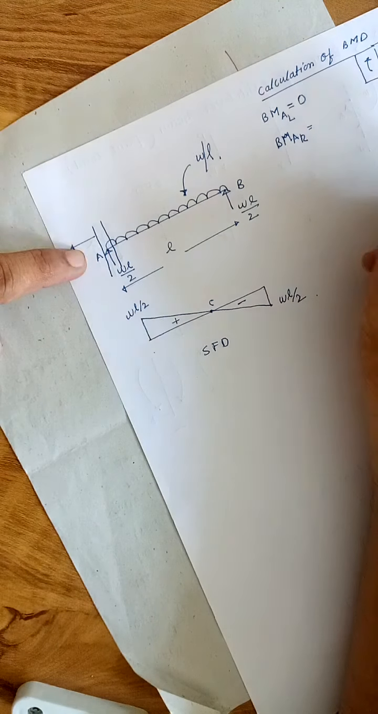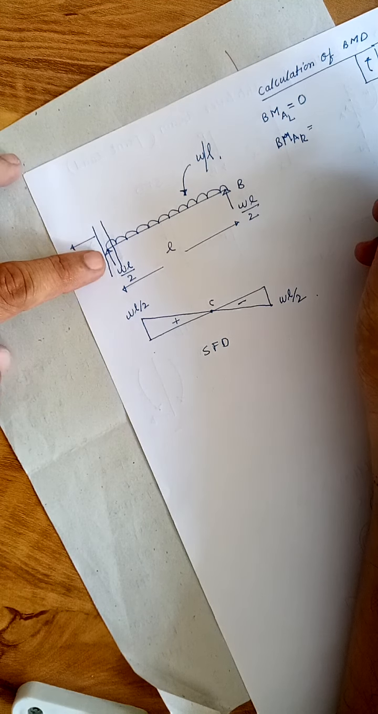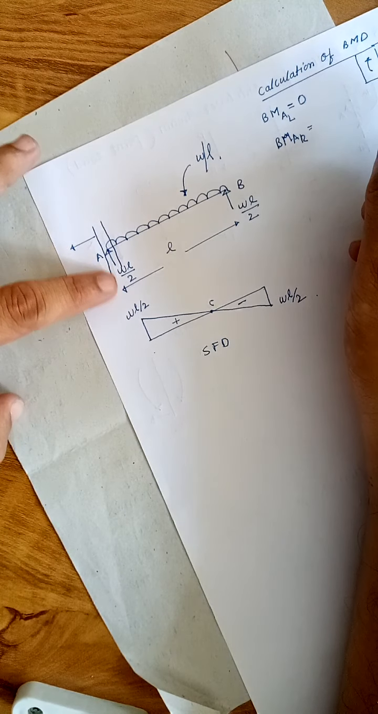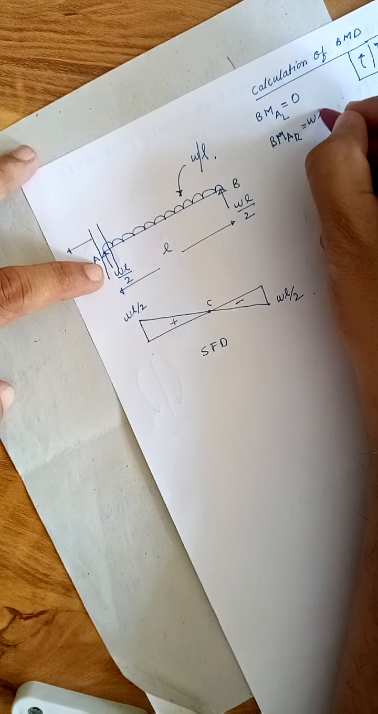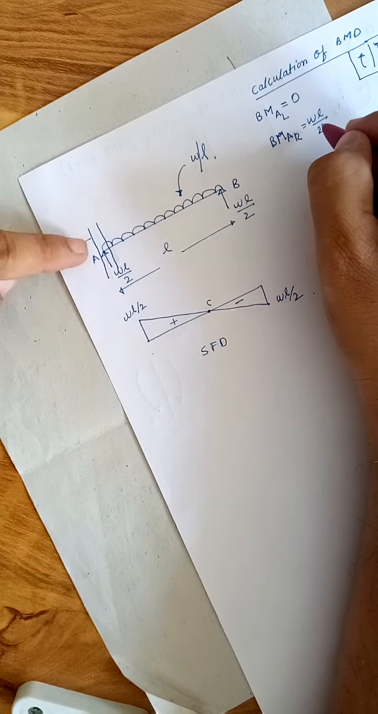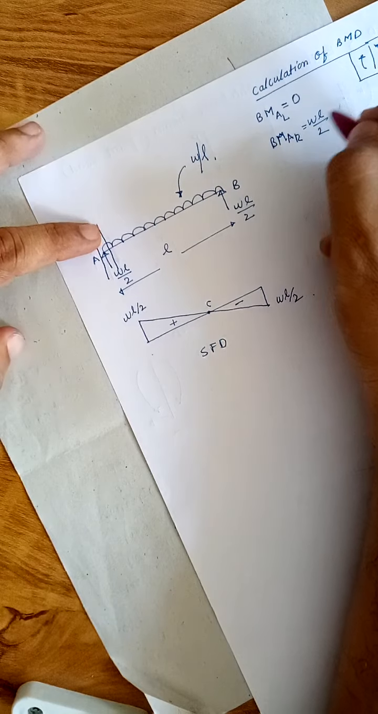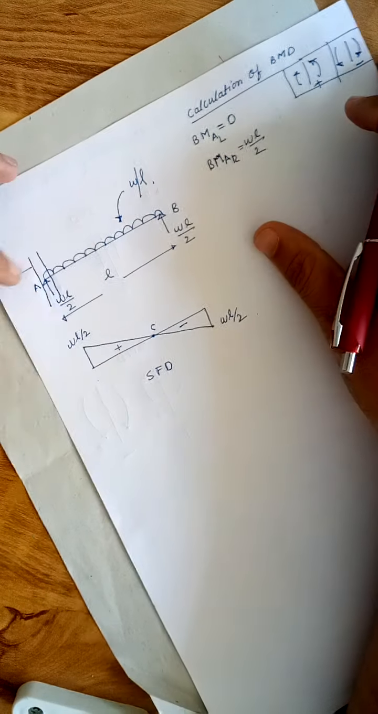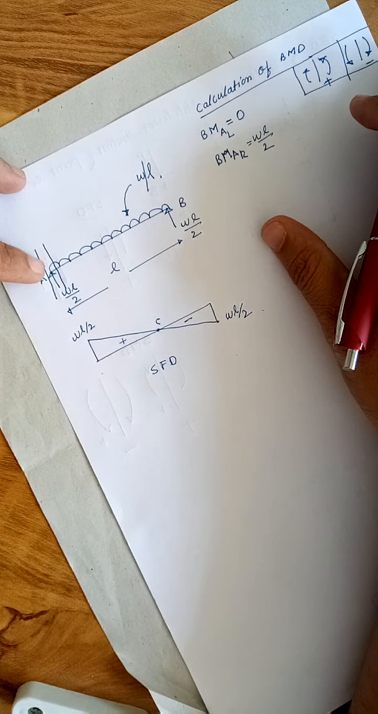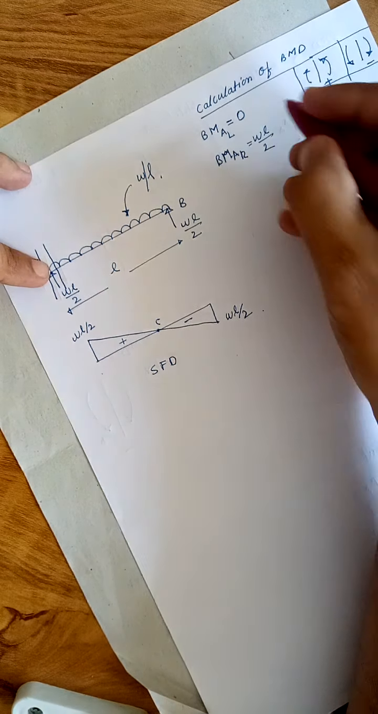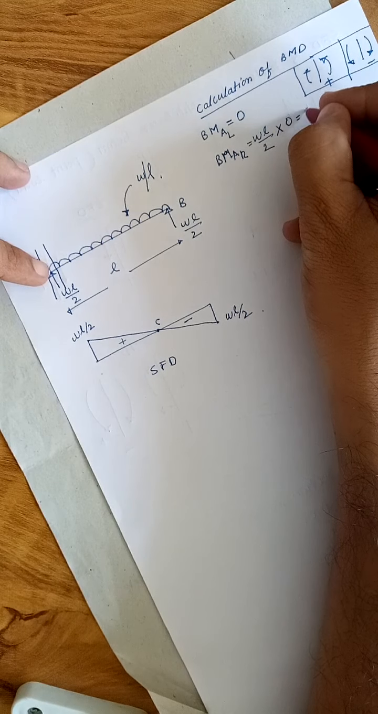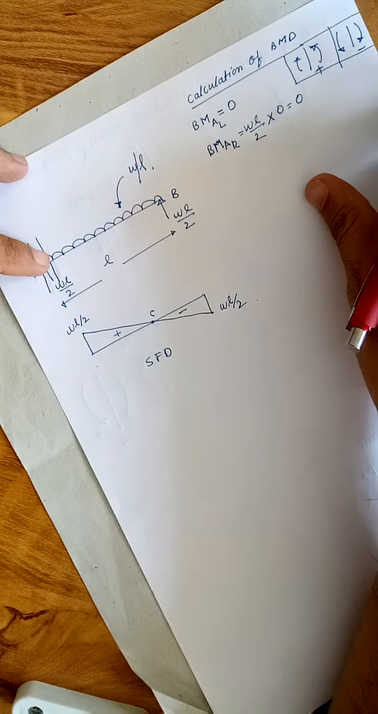By this I only make the difference that once I consider the reaction and once I do not consider the reaction. So this is WL by 2, which is nothing but a reaction, passing through that point only, A only. Moment is nothing but force multiplied by perpendicular distance. There is no distance between A and this reaction, so it will be multiplied by 0. So the bending moment at A will again be 0.